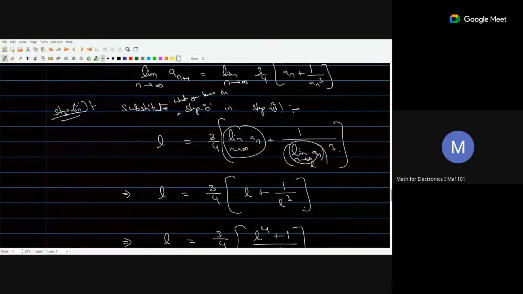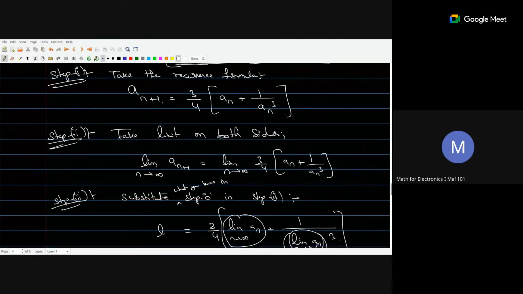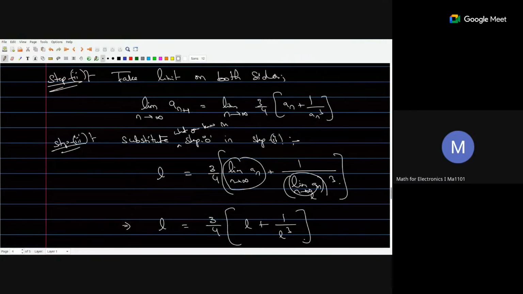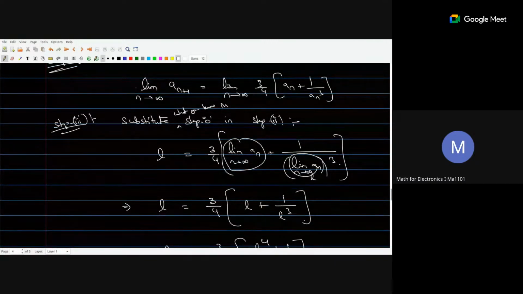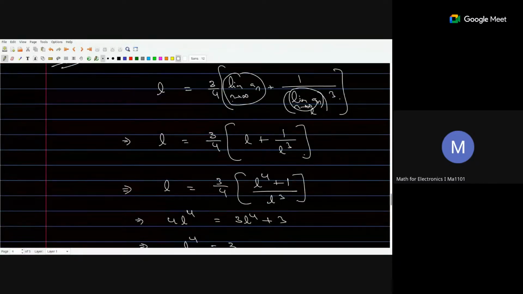So in step 3, whatever the recurrence formula I have, after taking limit on both sides, on one side I have limit n tends to infinity a n plus 1, which is L. On the other side, I have limit n tends to infinity a n, that is also equal to small l. So I just substituted that here, and I got the equation as L is equal to 3 by 4 L plus 1 by L cube, something like this.